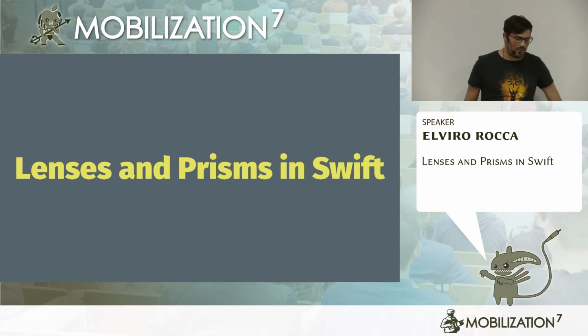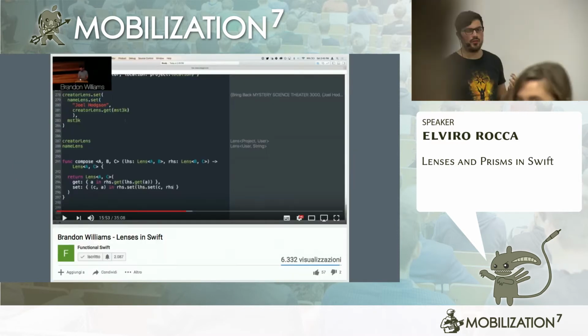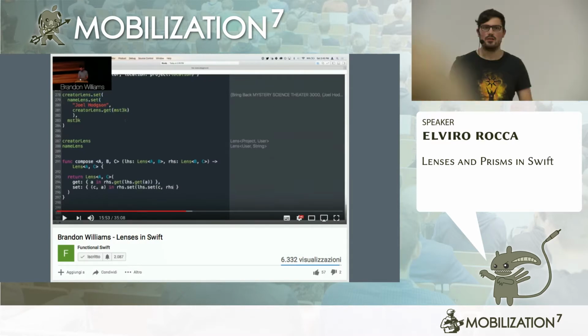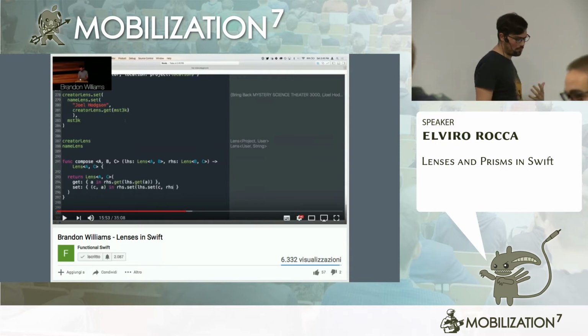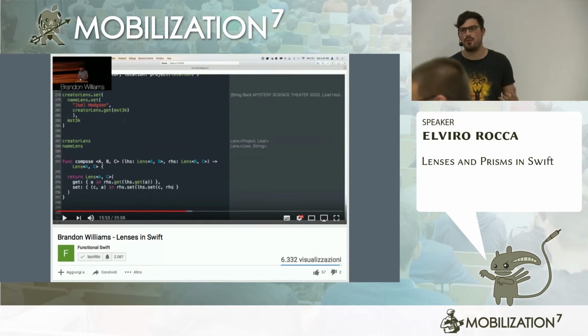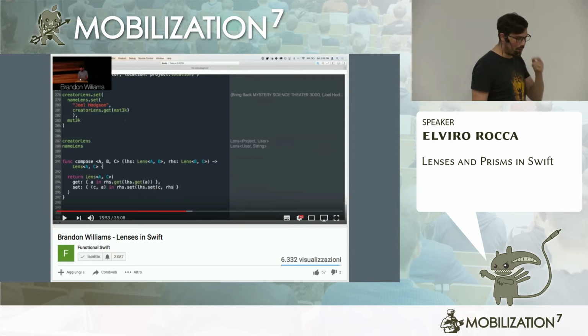These concepts have been around for a while in the functional programming community. For example, everything started for me with this talk by Brandon Williams, who used to work at Kickstarter. A couple of years ago, he did a talk in which he introduced the concept of a lens to the Swift community, basically as an object that encapsulated a way to access data inside a data structure and modify it.